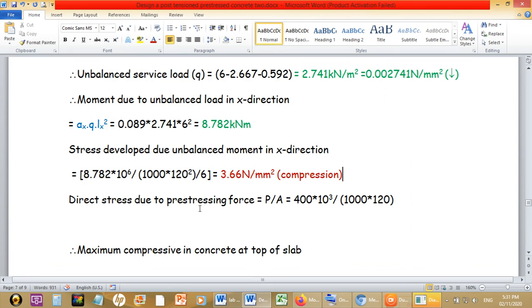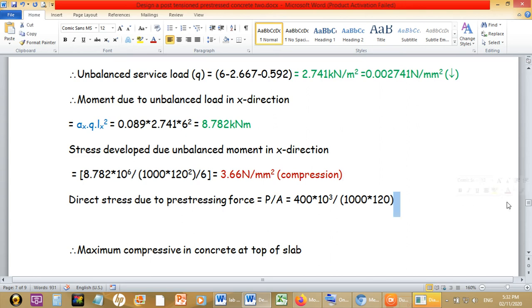Now we have the prestressing force, which is responsible for developing the stresses, and those stresses we are going to call the direct stress, whose distribution is rectangular. We have seen in the previous lectures that the stress distribution diagram for direct stress is rectangular and compressive in nature. So that stress value is P divided by A: 4 tendons, so 400 into 10 raised to 3, area 1 meter width, 120 mm depth.